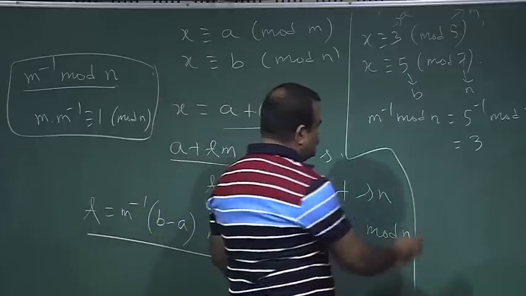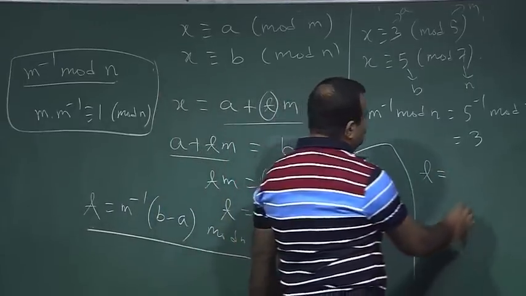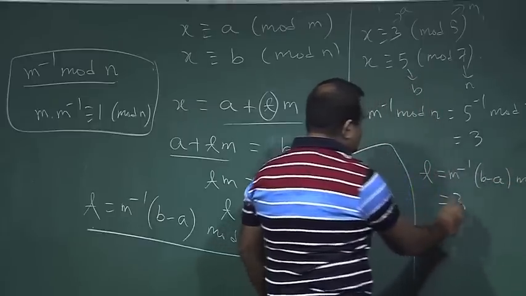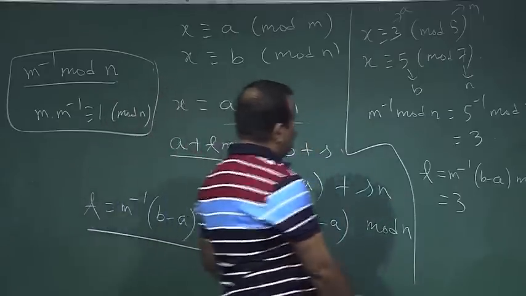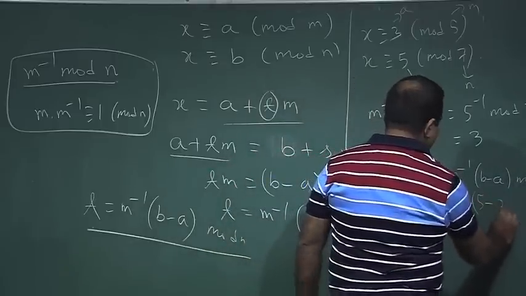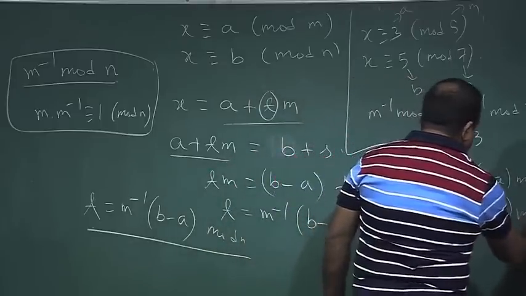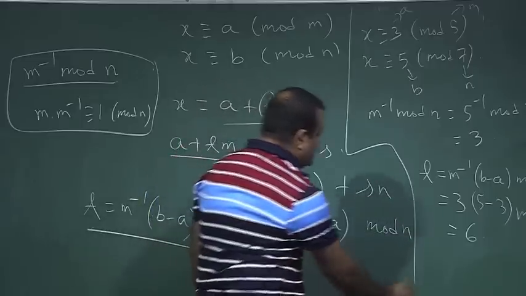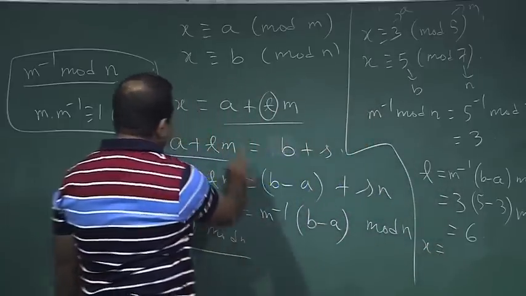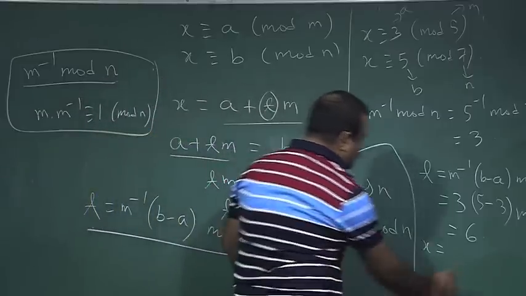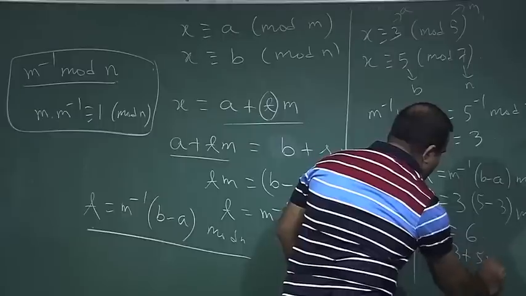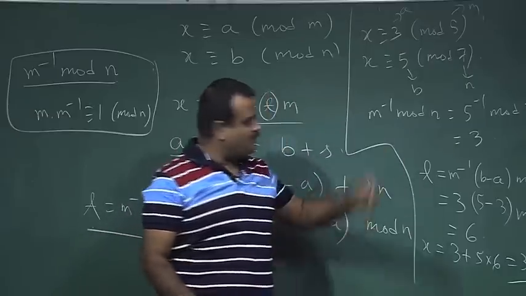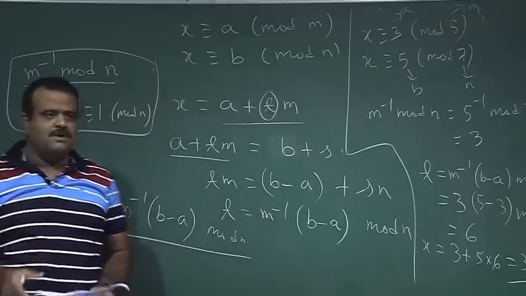Okay. So, now t is m inverse times (b minus a) mod n. m inverse is 3, and b is 5. So, 3 times (5 minus 3) mod 7 will give us 6. So, x is basically a plus t into m. So, 3 plus 5 into 6, that is 33, mod m into n, that is mod 35. So, this is the solution. This is the Chinese remainder theorem for two equations.